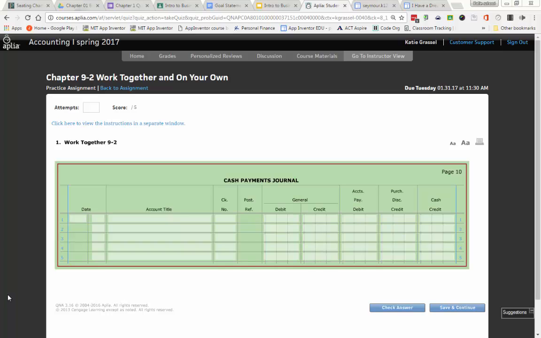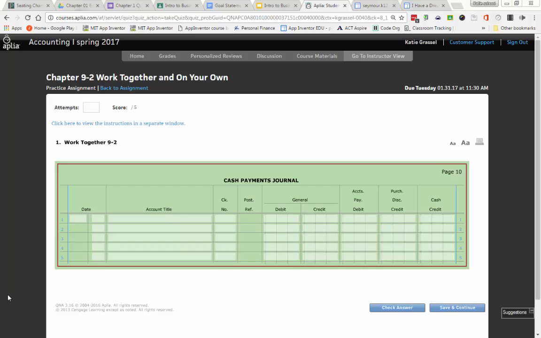Now, when we look at the rest of our journal, general debit and credit. Makes sense, right? We've done that before. Nothing earth-shattering on that. Anything that doesn't have a special account column will go under general. We have some different special account columns now, though, than what we had in our general journal from before. We have this column right here called accounts payable debit. This is what is going to kick your butt on the test.